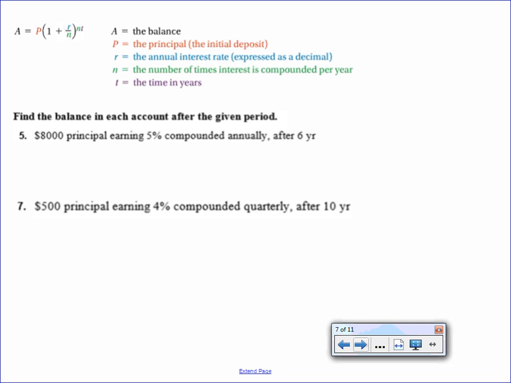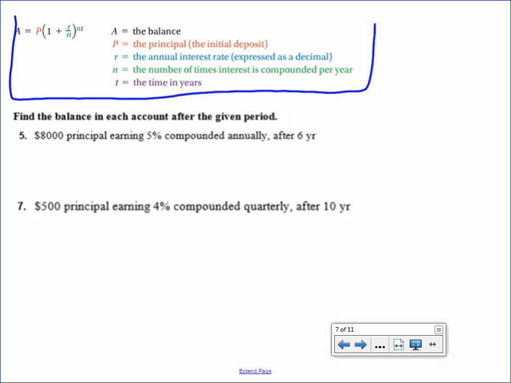Okay, so if we look at a problem like this, now we're looking at another formula, and this is another formula that needs to be in your notes, talking about compound interest. If we use this formula to do these two problems, it asks: find the balance in each account after the given period of time. So, $8,000 principal earning 5% compounded annually for 6 years.